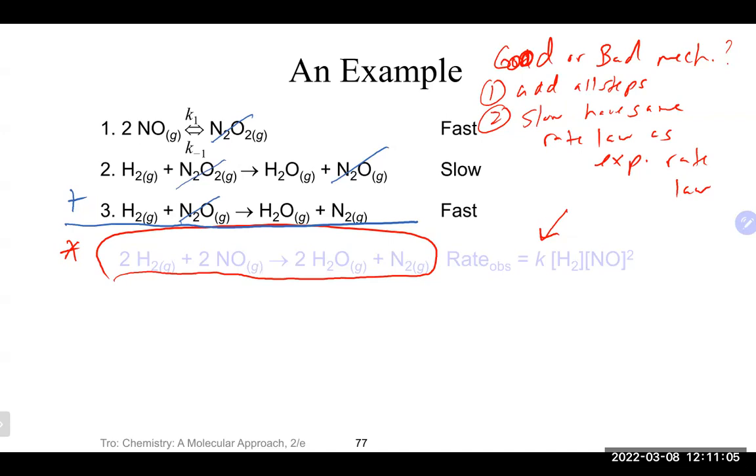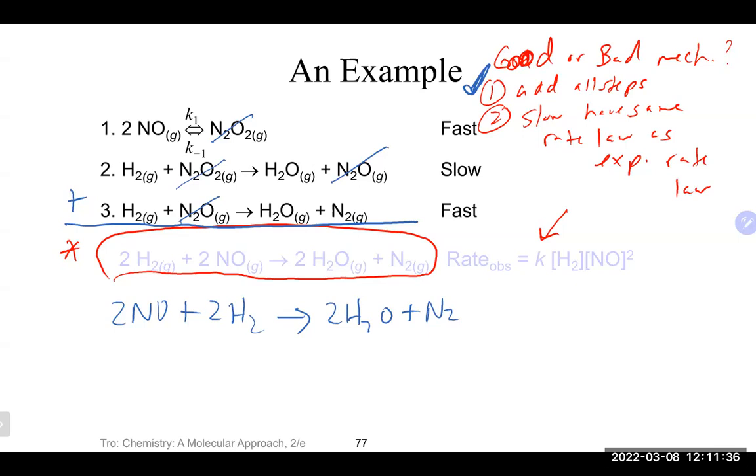So what that leaves us on the left-hand side is a couple of NOs. We have one H2 in the second one and a second one in the third, giving us 2 H2s. On the right-hand side, we have a water in the second one and a water in the third one, giving us 2 waters, and we have 1 N2. So the thing that we need to make sure of first off is that all these steps do add up to what we're looking for. So far, so good on that.